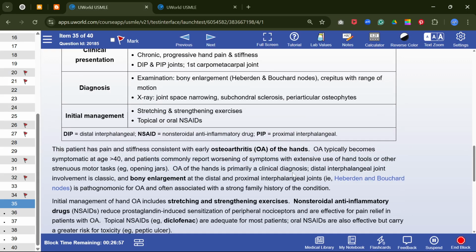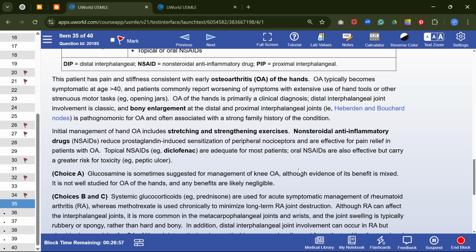This patient has pain and stiffness consistent with early osteoarthritis of the hands. Osteoarthritis typically becomes symptomatic at age more than 40. Patients often report worsening of symptoms with extensive use of hand tools or other strenuous motor tasks, such as opening a jar. Osteoarthritis of the hands is primarily a clinical diagnosis. The distal interphalangeal joint is involved, with classic bony enlargement at the distal and proximal interphalangeal joints. Heberden or Bouchard nodes are pathognomonic and often associated with a strong family history of this condition.